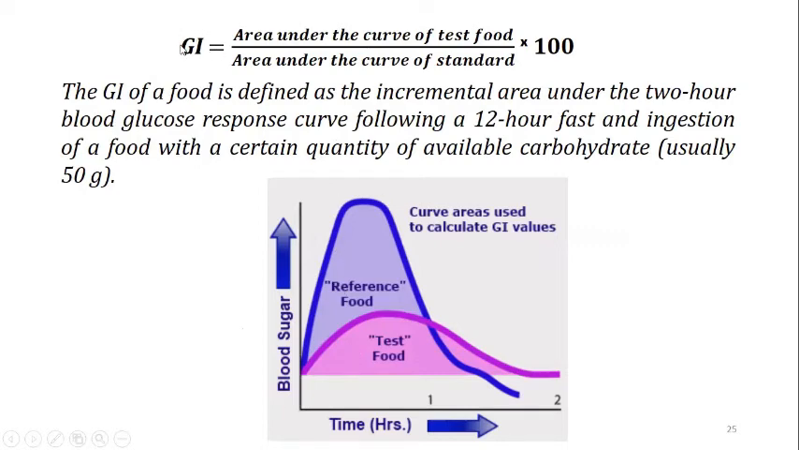Then the glycemic index is defined as the ratio between, actually it is expressed as a value between 0 to 100, and it is calculated by dividing the area under the curve of the test food, meaning the food we eat, by the area under the curve of the standard. Standard means the glucose.